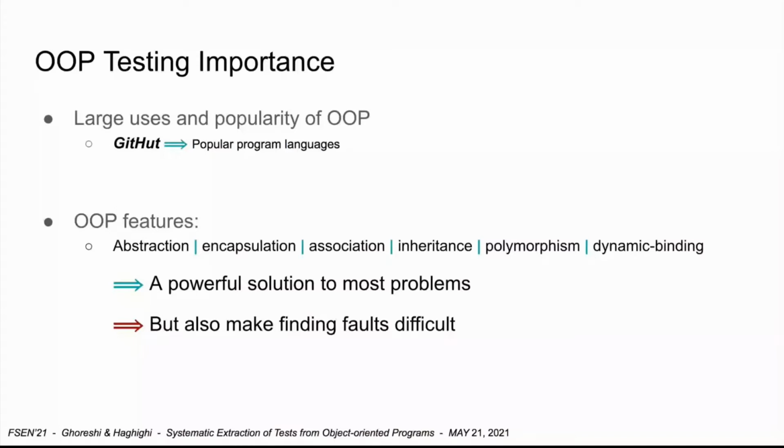However, these powerful features can make finding bugs and faults difficult, because features like abstraction or encapsulation hide the state of objects from each other, and some other features increase the complexity of relationships between classes and other program elements. Therefore, due to the considerable effort and cost in the test phase, automated or semi-automated testing approaches are helpful.